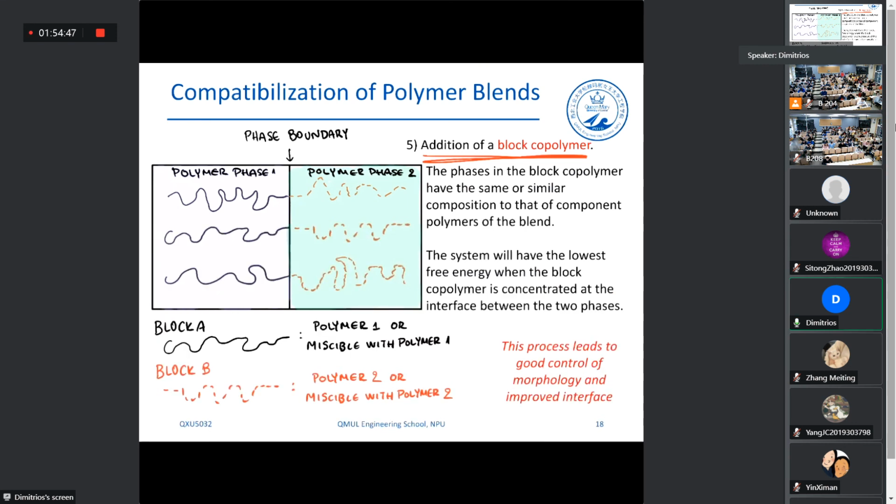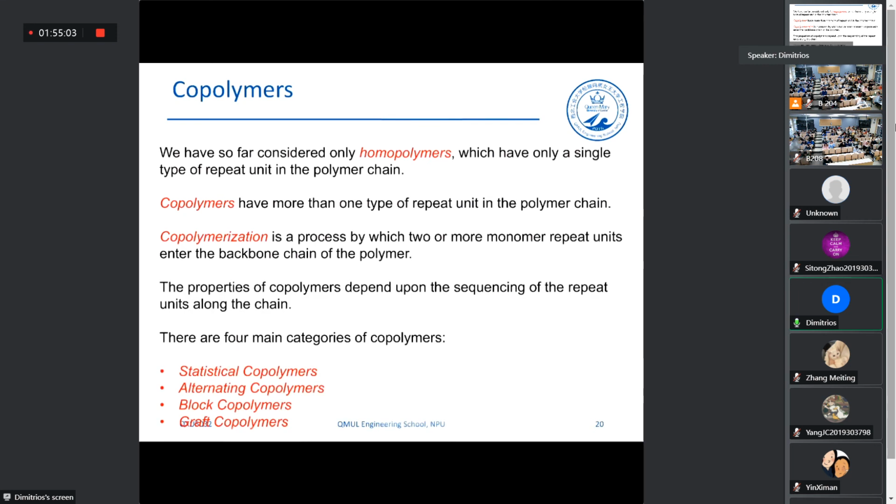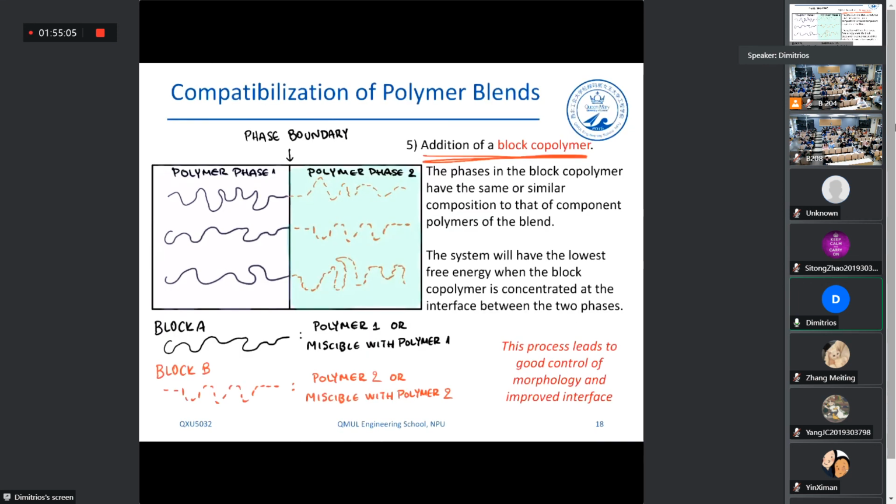I'll finalize this part of Polymer Blends on Monday. We will briefly talk about block copolymers, how block copolymers can be used to compatibilize polymer blends, and then we will move on to copolymers, which also show a lot of interest, but they're a bit more delicate in order to fabricate them and in order to evaluate their behavior.